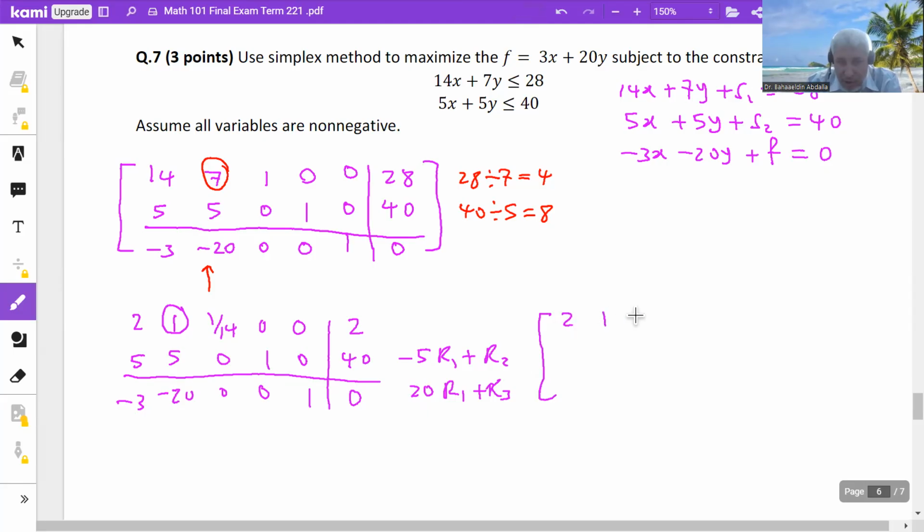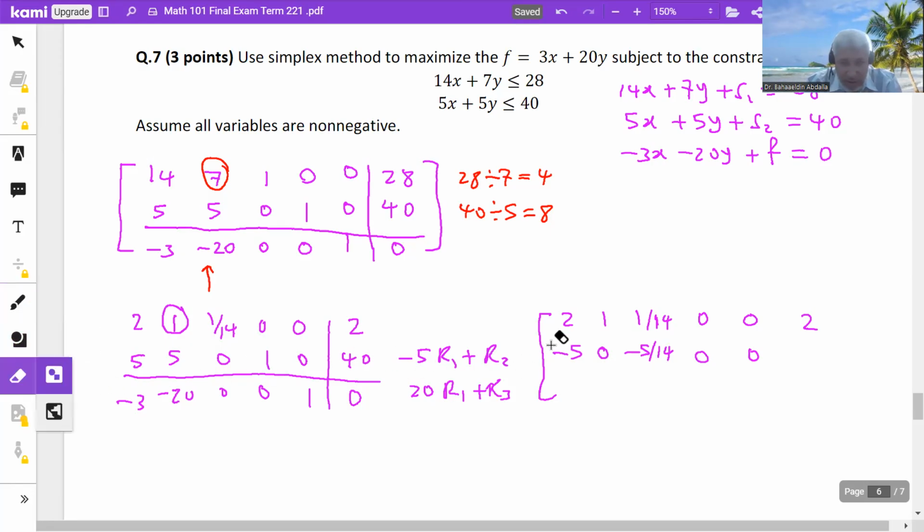There is no change in the first row, but there will be a change here. Negative 10 plus 10, negative 5 plus 5, negative 5 times 1 over 7 plus 0. 0 does not change anything because anything times 0 is 0, plus 1 here. Okay. And then negative 5 times 4, that's negative 20 plus 40 is 20.